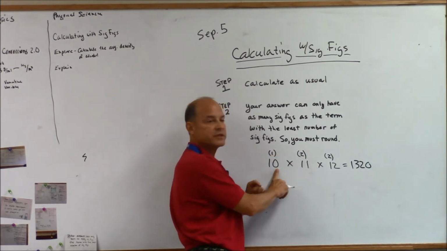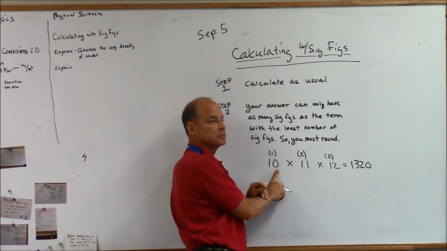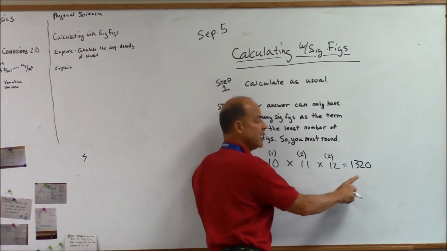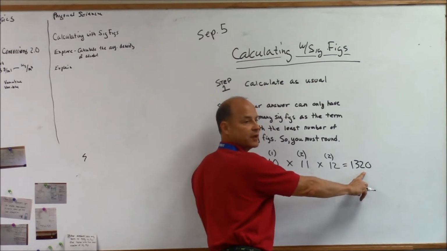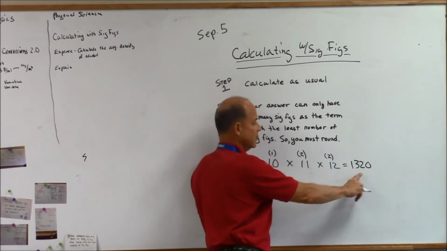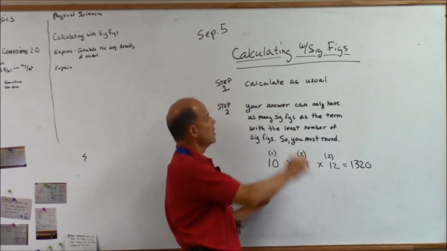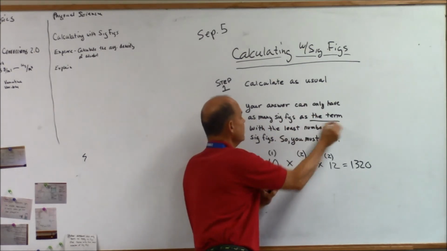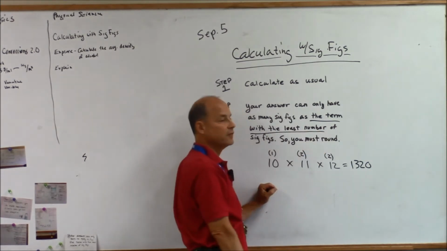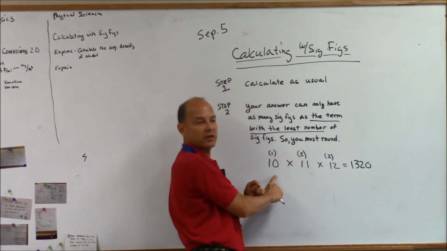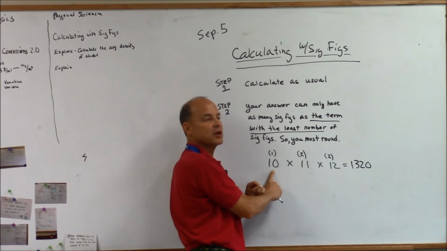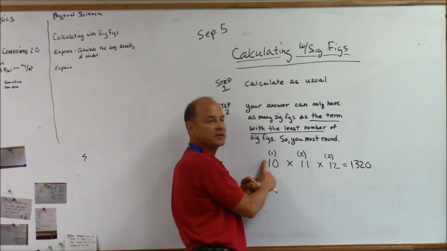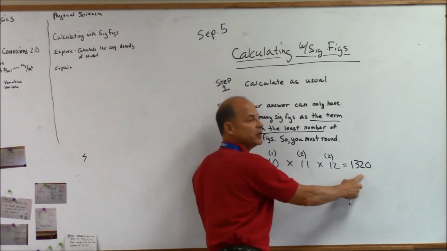Right, because this 0 is just a placeholder. So our answer can have only how many sig figs? 5. Your answer can only have as many sig figs as the term with the least number of sig figs. Which is the term with the least number of sig figs? 10 is the term with the least number of sig figs. How many sig figs does that have? 1. My answer can only have 1 sig fig.